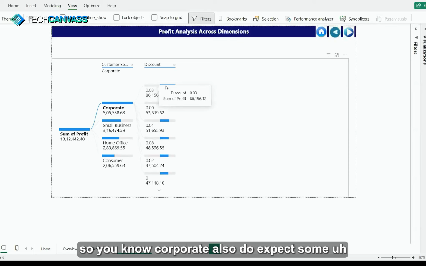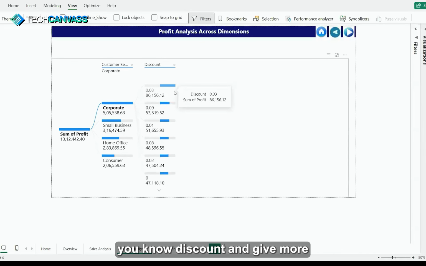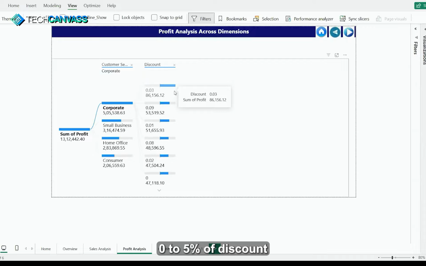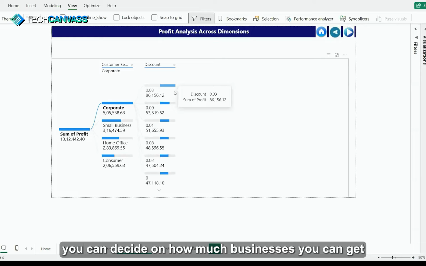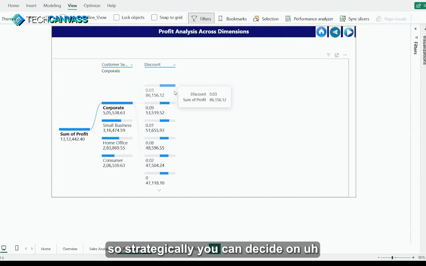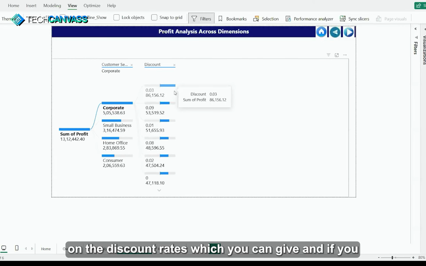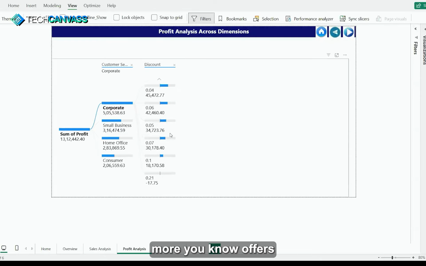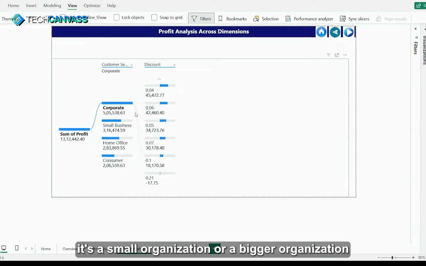So corporates also do expect some discount and give more business. So that way you can have a customization. You can come up with a range that for corporate people, if you provide 0 to 5% of discount, you can decide how much business you can get, and specifically for your premium customers. So strategically you can decide on the discount rates which you can give. And if you see here, you have 198, which is drawing you more products, more offers. It depends whom you are dealing with, a small organization or a bigger organization.